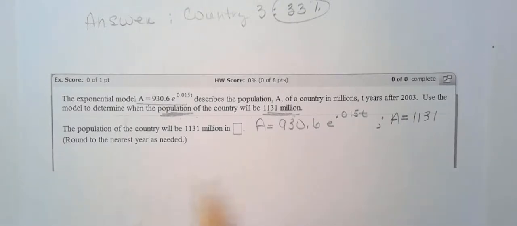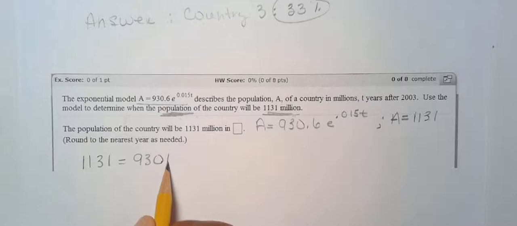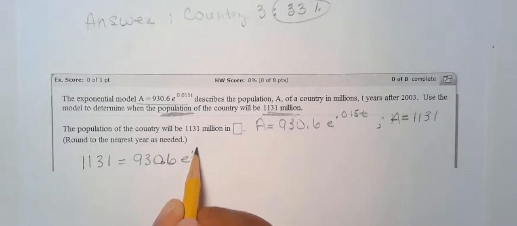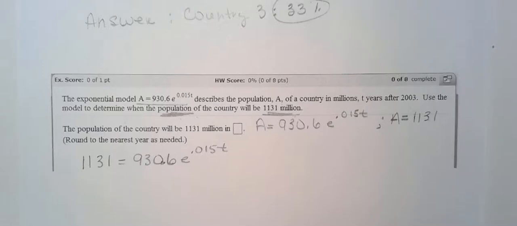So let's plug this into the formula. We have 1131 equals 930.6 times e to the 0.015t. Now, this is going back to our previous section when we talked about how to solve a logarithmic equation when we're not able to come up with the common base. We would use the common log if the base was 10, but we use the natural log when the base is not 10.